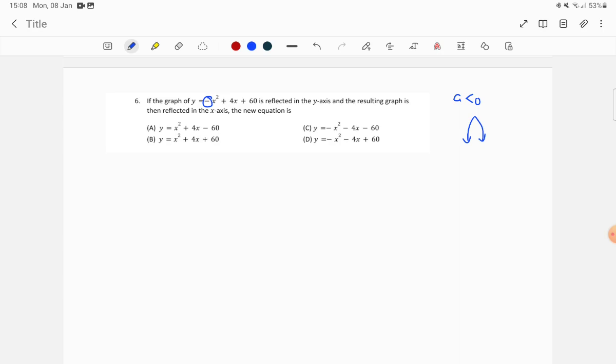So if we go ahead and do that, let's first reflect in the y-axis. And when we reflect in the y-axis, what we're basically doing here is making the x negative. So it's always the opposite way around. So now if y equals minus x squared plus 4x plus 60, after the reflection it becomes y equals minus x squared minus 4x plus 60.